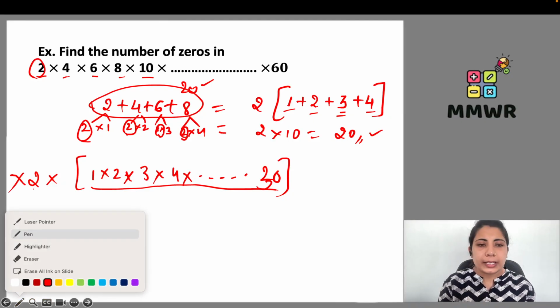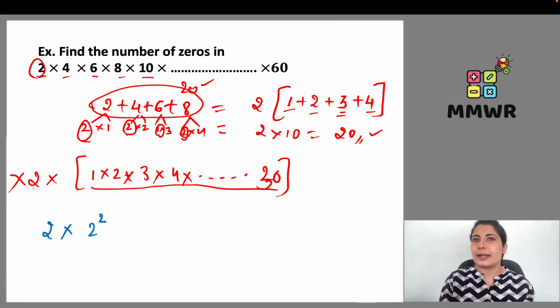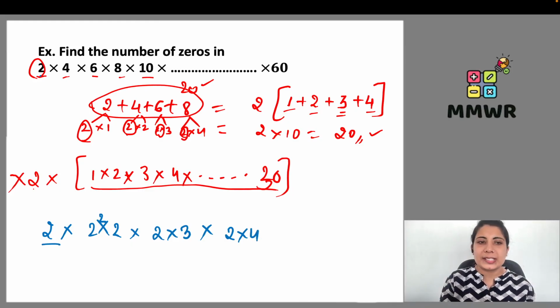So what will be the correct way to do it? The correct way is, 2 is not only here, this 4 is also the square of 2. Or we can write it as 2 multiply 2. Multiply 2 multiply 3. Multiply 2 multiply 4. So first term is 2 multiply 1. Second term is 2 multiply 2. Third term is 2 multiply 3.